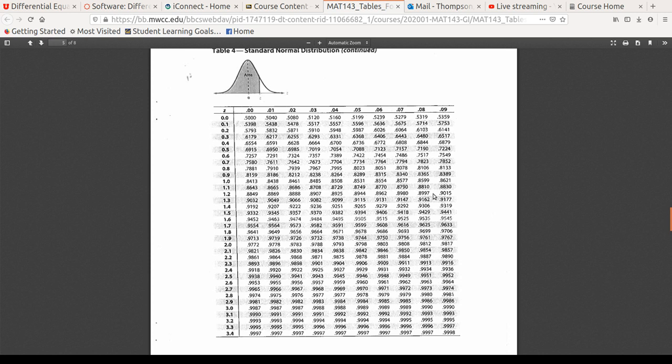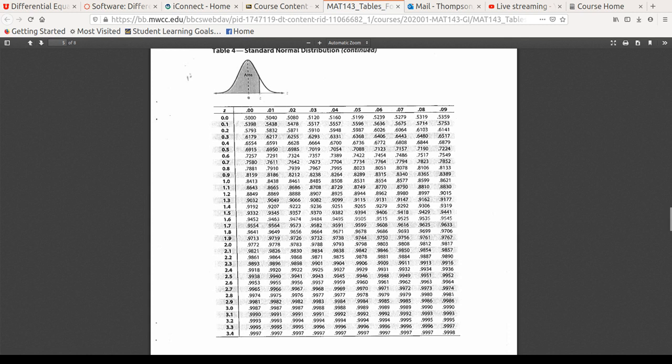I'm only going to have 2 decimal places for this. This is 15 ten-thousandths away. This is only 3 ten-thousandths away. So this is the closer one. So I'm going to put 1.28 as my z-score.